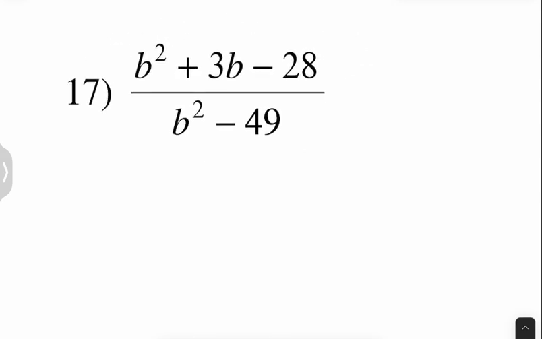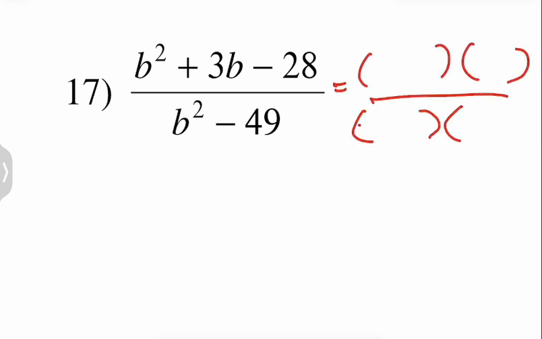Let's talk about 17. We still got that b squared in front. That means it's a nice quadratic. That's probably going to factor. The top one, we want the factors of 28 that have a difference of 3. 28 is 4 times 7. That's where your difference of 3 is going to come from.